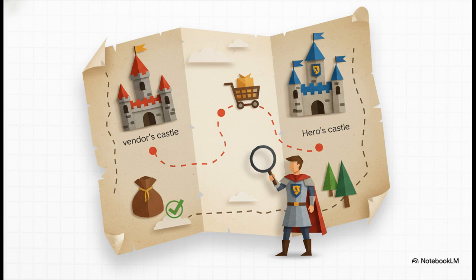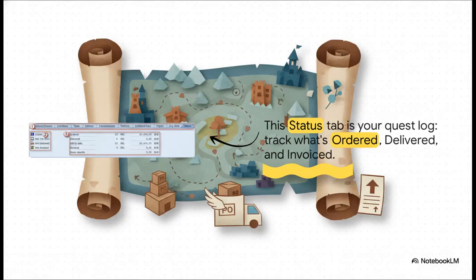Is the loot on its way? Has the invoice been paid yet? For that, you've got to consult your mission status log. And this is your mission log, the status tab. This thing is your best friend for tracking a quest in real time. Right here, you can see what was ordered, what's been delivered, and what's been invoiced. It's the ultimate progress tracker for your whole journey.